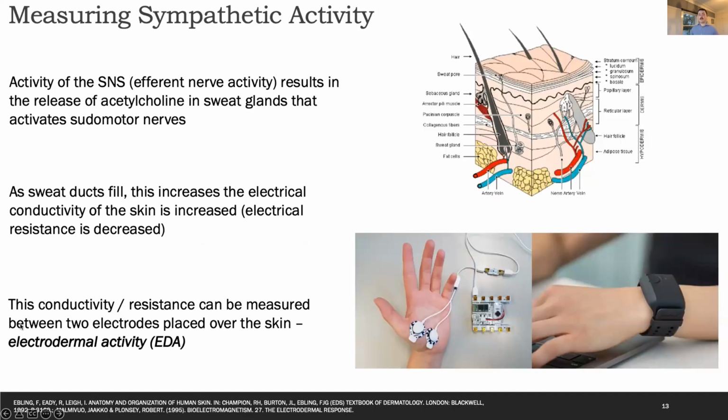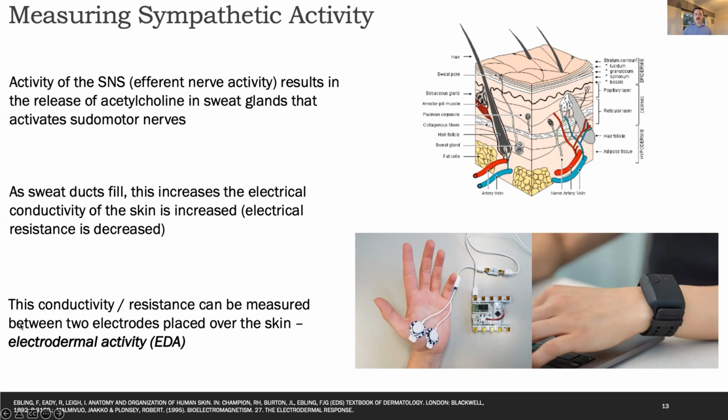So today I'm going to start with talking about sympathetic activity and how we can measure it. One of the main ways that we measure this is actually by measuring skin conductance. Activity of the sympathetic nervous system results in the release of acetylcholine into our sweat glands, and this activates the pseudomotor nerves that fill our sweat glands. And as the sweat glands fill, they fill with electrolytes that increase the electrical conductivity of the skin. In other words, the electrical resistance is decreased.